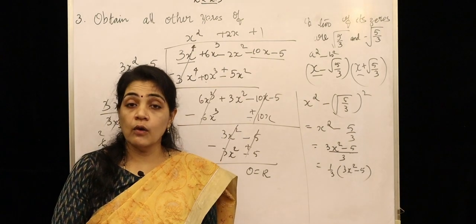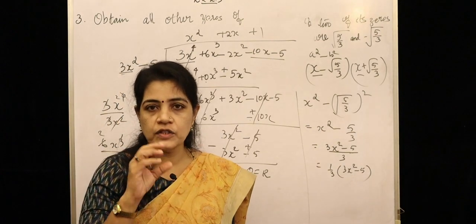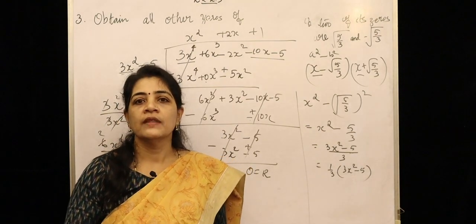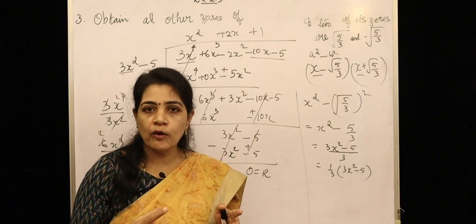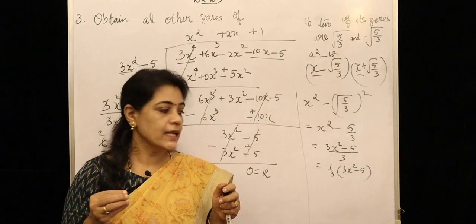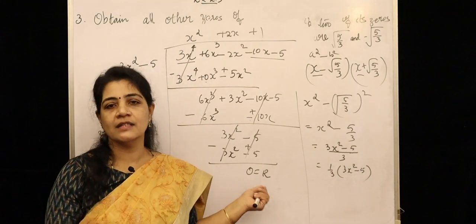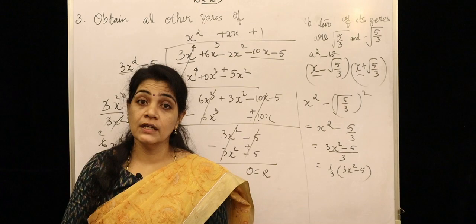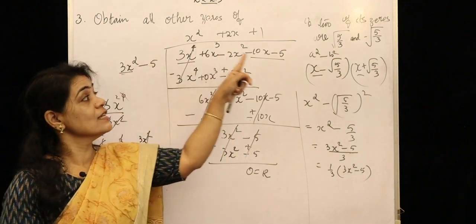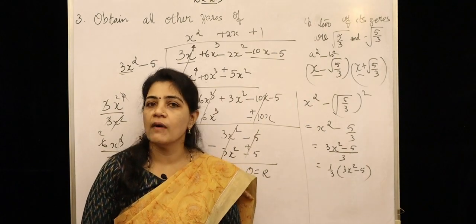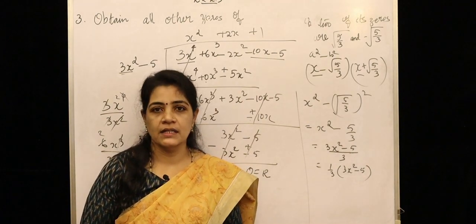Okay, so how did we get the 0, children? After writing the zeros in terms of factors, now we have the new polynomial, that is the quotient polynomial, and the remainder is 0. Now listen, children, how the remaining zeros can be obtained. Obtain the remaining zeros if two of them are given. This is the method, children.